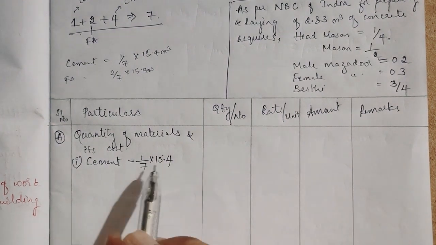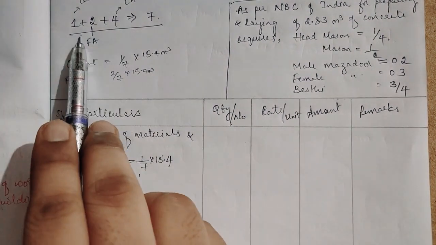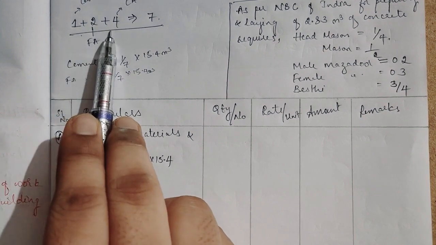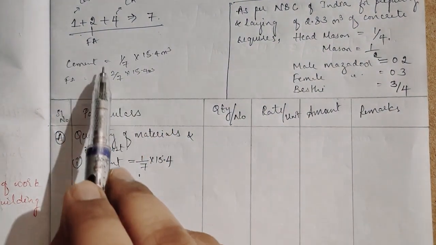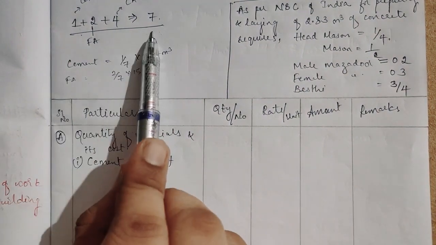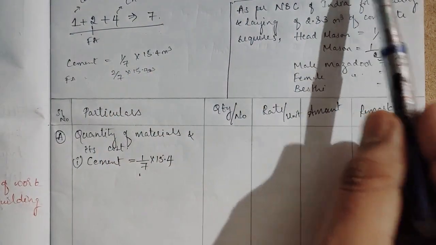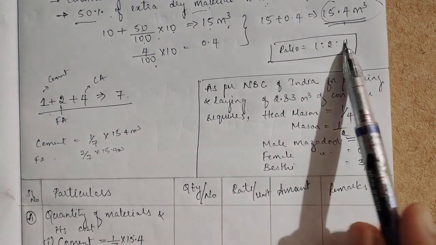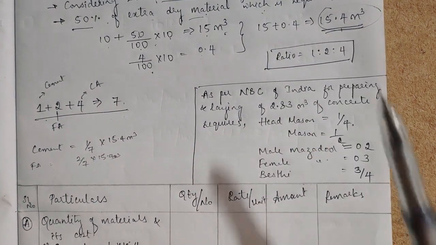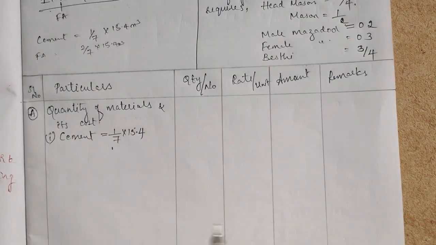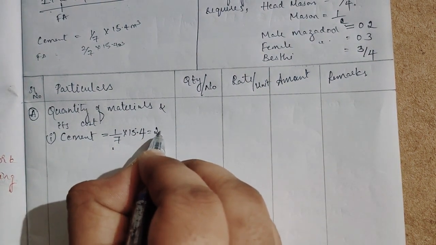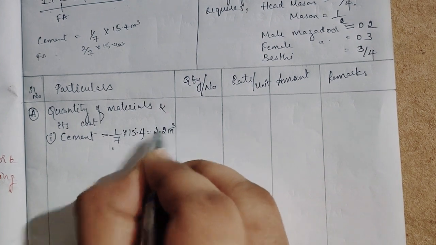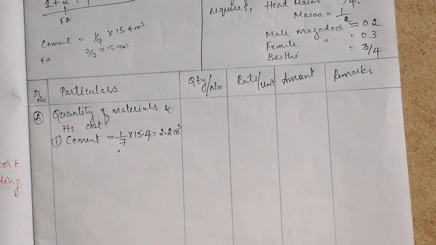How do we get this 1/7? So I'll add the ratios, 1 plus 2 plus 4, 1 is to 2 is to 4, that is 7. So if you want only the cement quantity, one part of cement divided by whole 7 into how much? We have assumed the quantity as 15.4. So 1 divided by 7 into 15.4, it will be 2.2 meter cube, correct?